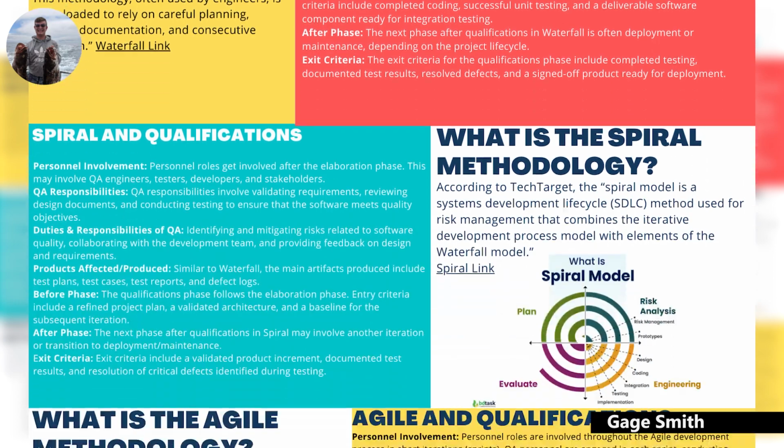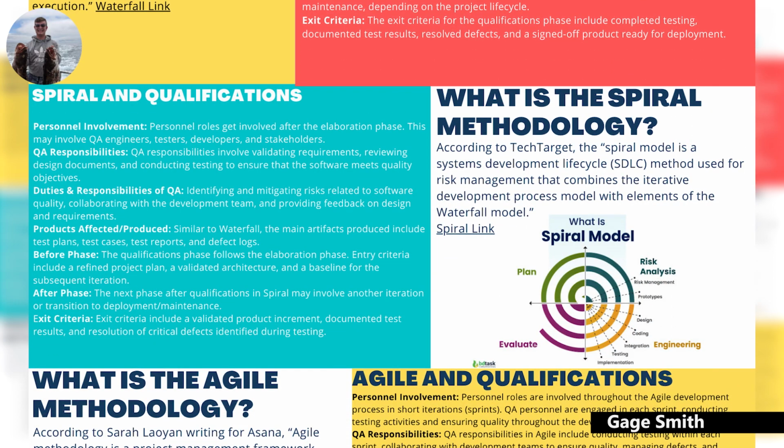We'll move on to the spiral methodology. According to TargetNet, the spiral model is a system development lifecycle method used for risk management that combines an iterative development process model with elements of the waterfall model. So moving into the qualifications of the spiral methodology, personnel roles get involved after the elaboration phase. This may involve QA engineers, testers, developers, and stakeholders.